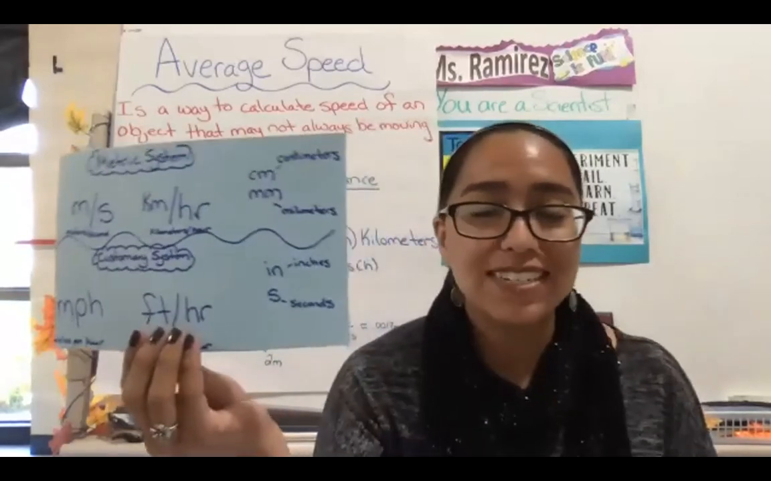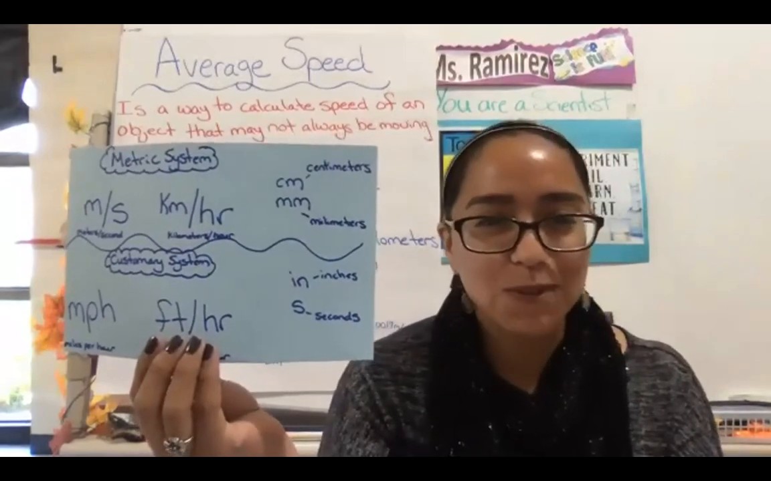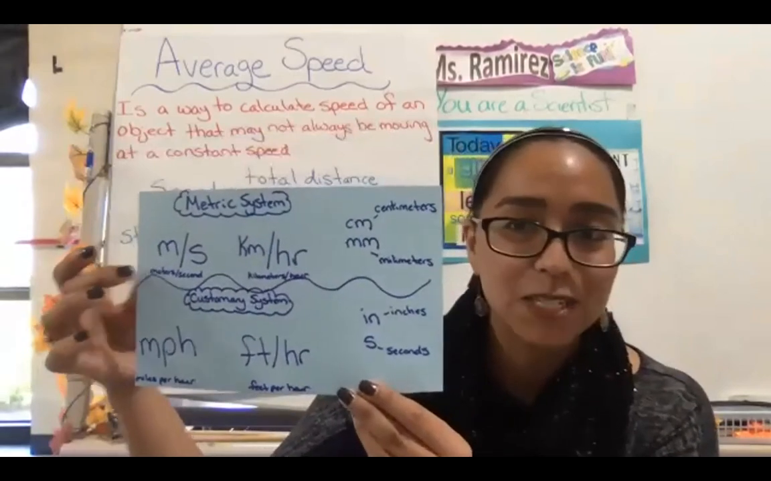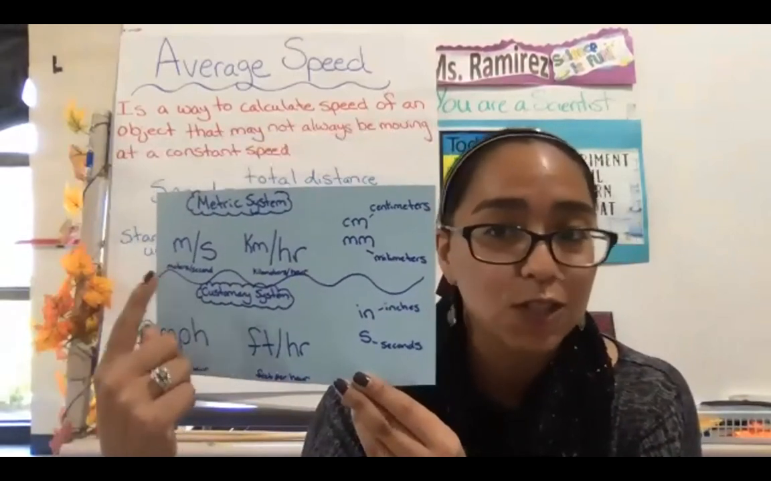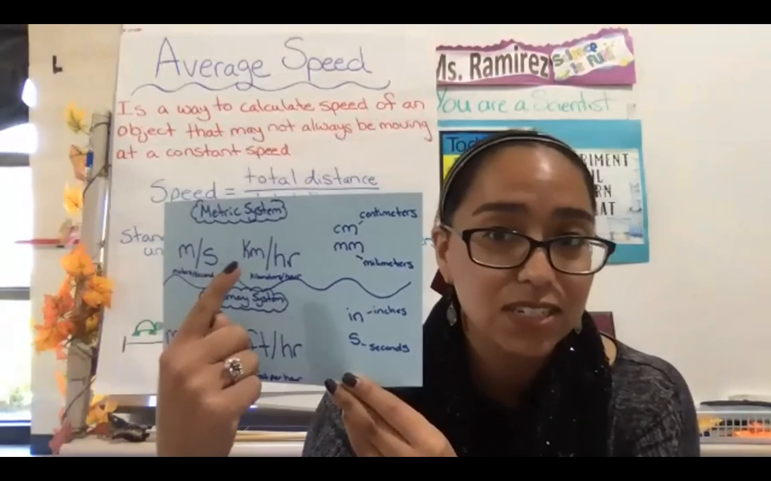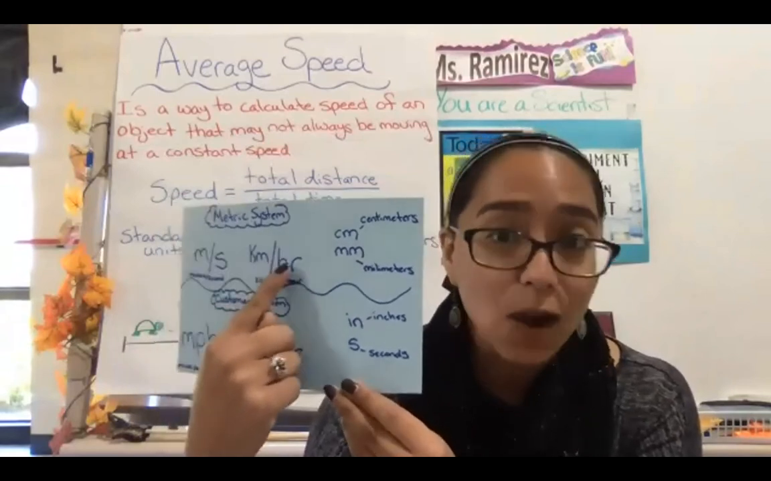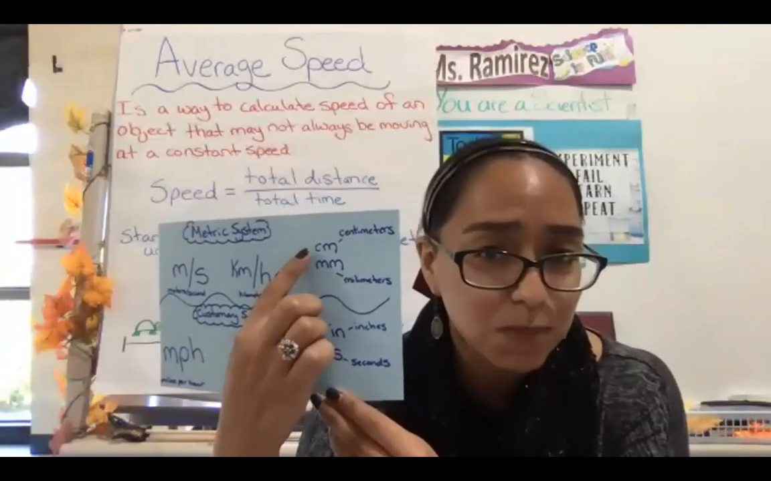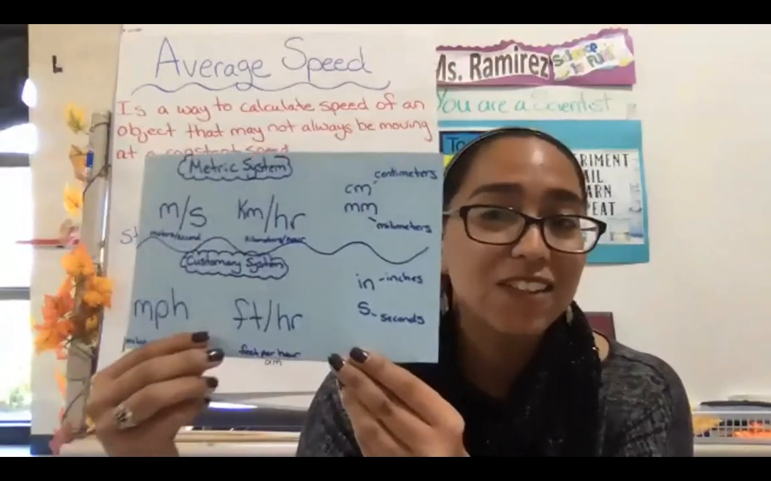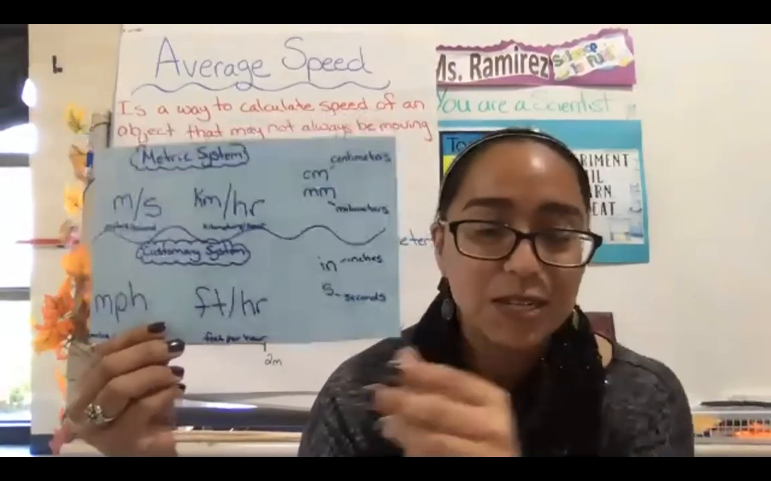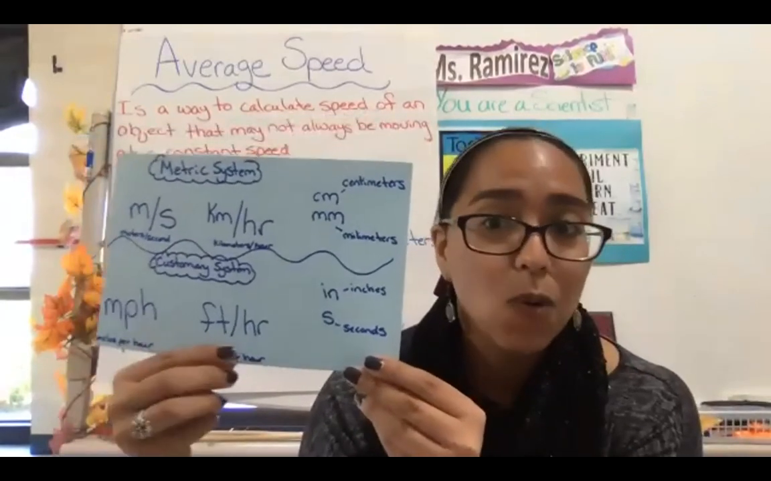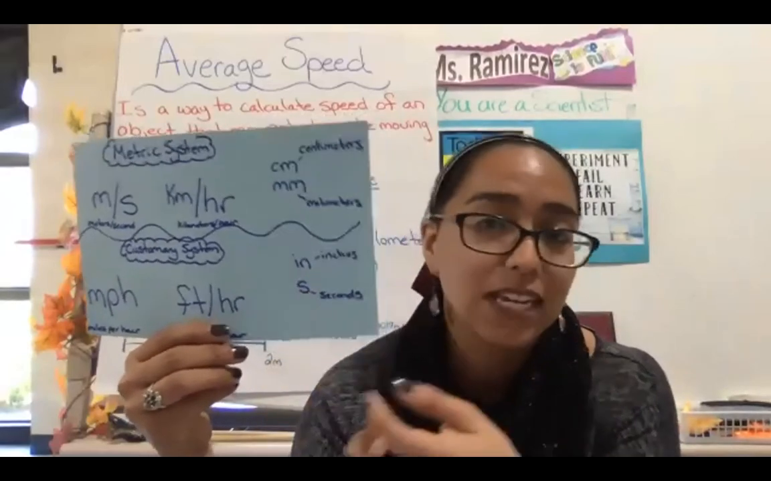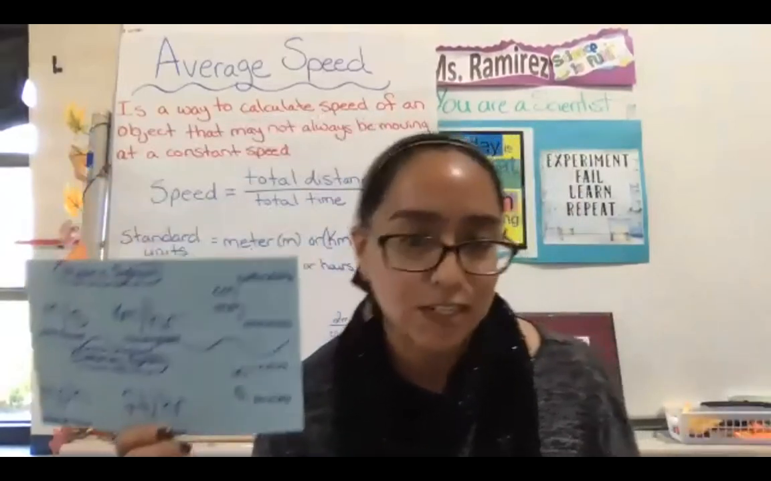And as she mentioned, scientists and pretty much most of the rest of the world use the metric system. So when it comes to the metric system and speed, we can say it in terms of meters per second if it's a short distance, or kilometers per hour if it's a longer distance, or if it's a super short distance, we can use centimeters or millimeters. Now, the US uses the customary system, and that's miles per hour or feet per hour. And if it's a small distance, we can use inches per second as well. But again, scientists use the metric system.